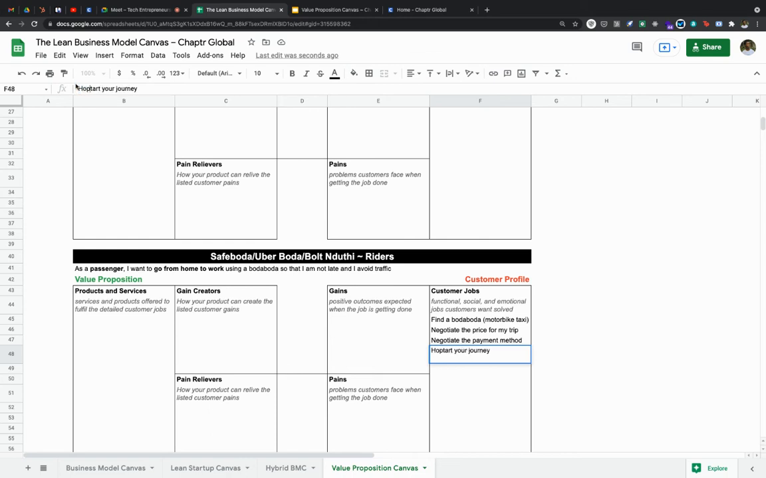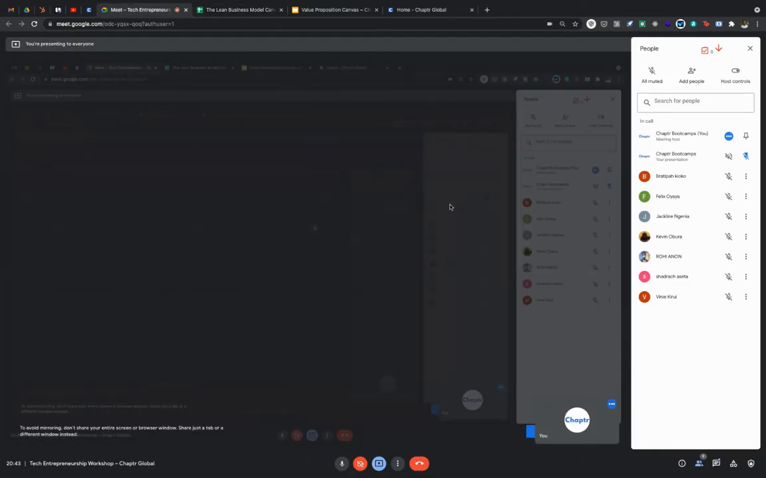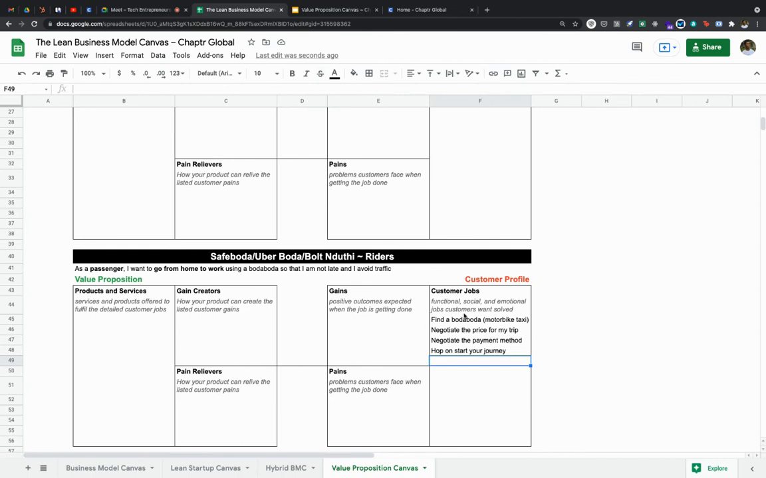I think after our journey is completed, right? What would be the next thing? So I've arrived with my boda at my destination. We're really taking it in the most basic way possible. That's how we do customer jobs, right? Find a boda, negotiate the price, negotiate the payment method, hop on the boda and start your journey.